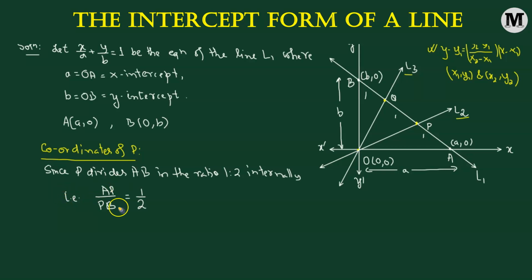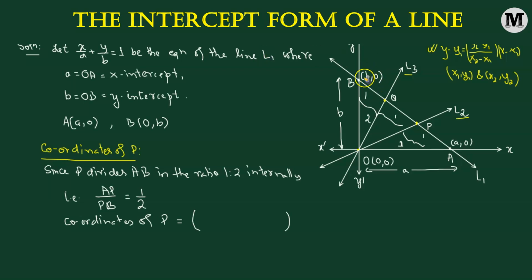That is what we will be using here, and we'll use the internal section formula to obtain the coordinates of point P. Using the section formula, we will take this as 2, this is PB, and AP is 1. So first we'll take 1 and multiply it to the x coordinate. Here I have made a mistake.